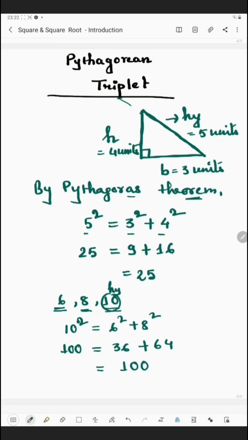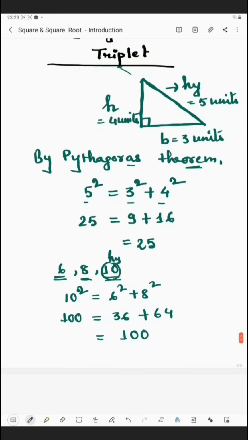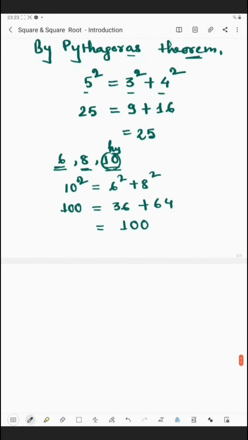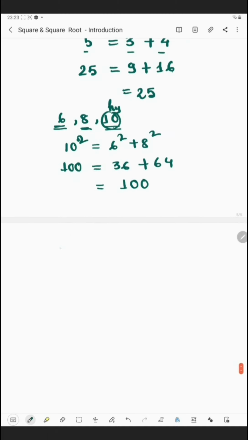Okay. Now using a formula, we will find the Pythagorean triplet. The three members of a Pythagorean triplet are 2m, m square minus 1 and m square plus 1. Now suppose one of the members is given, which is 6. This is also one of the members of the Pythagorean triplet, so we can make it equal.